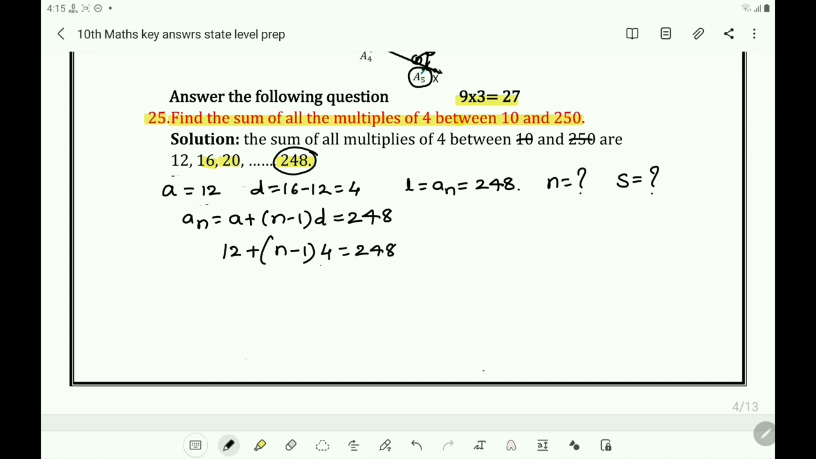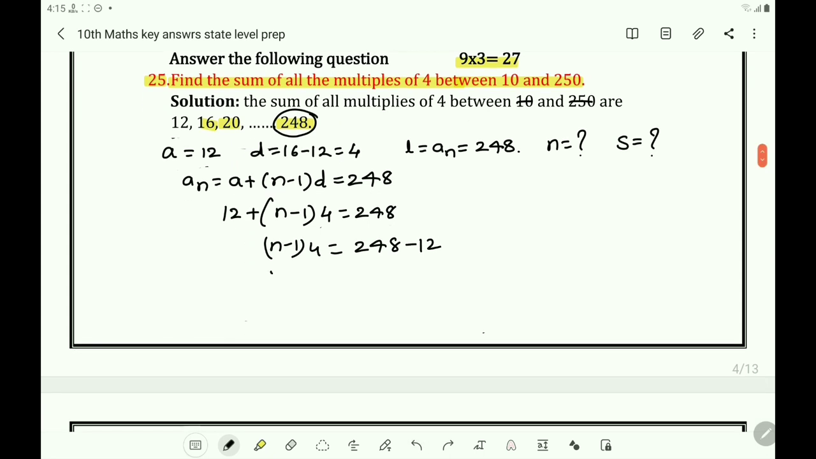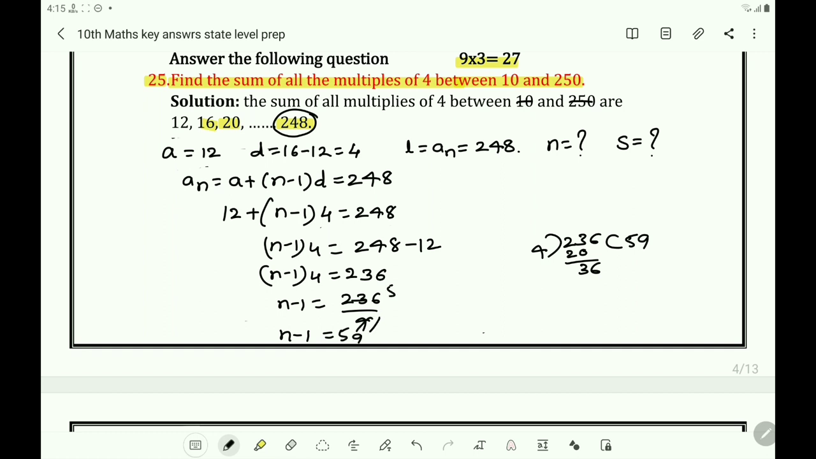248 equals 12 plus N minus 1 into 4. Then you transfer 12 to the RHS. N minus 1 into 4 is remaining, equals 248 minus 12, which is 236. Then N minus 1 equals 236 by 4. If 236 is divided by 4, you get 59. So N minus 1 equals 59. Therefore N equals 59 plus 1, which equals 60.